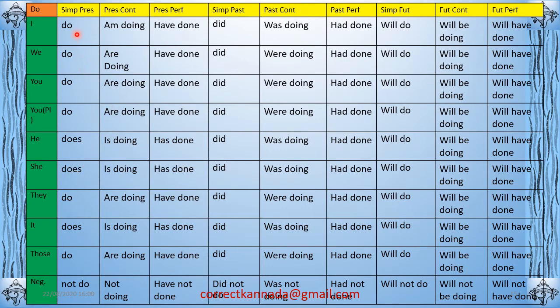Okay, so you could see, do and does is what you have for simple present. Continuous means am doing, are doing, like that. Then present perfect, have done. It will be like have done, has done. Simple past will be did. Past continuous, was doing. Past perfect is had done. So this is have done, this is had done. Future is will do, will be doing, will have done.